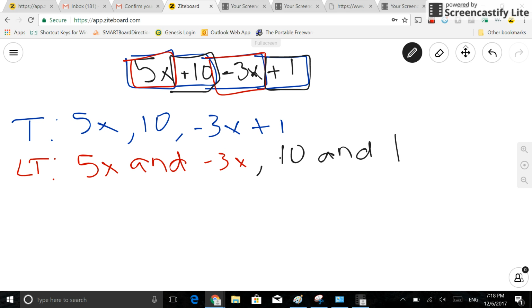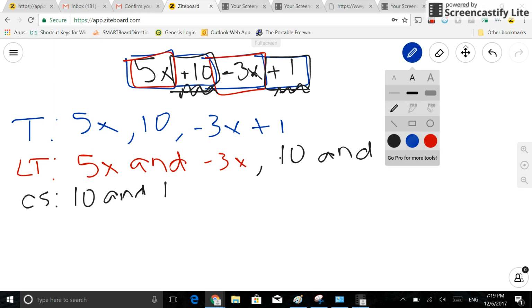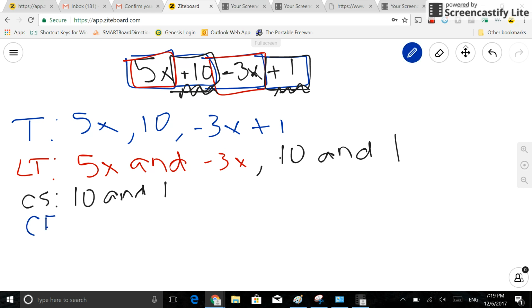Okay, my constants, which I'm going to write as CS. My constants are the numbers that stand alone. So the numbers that stand alone are this 10 and 1. There are no variables next to the constants. They're numbers that just float alone. Okay, so your coefficients are the numbers that are in front of x. So 5 and negative 3.